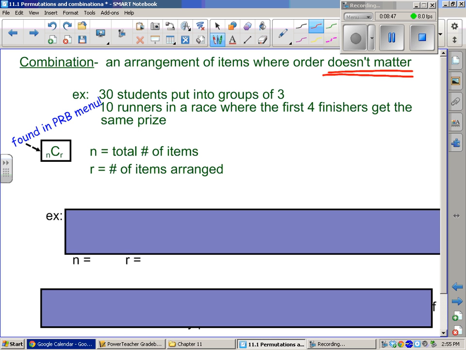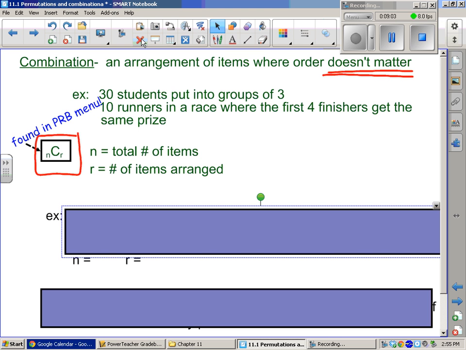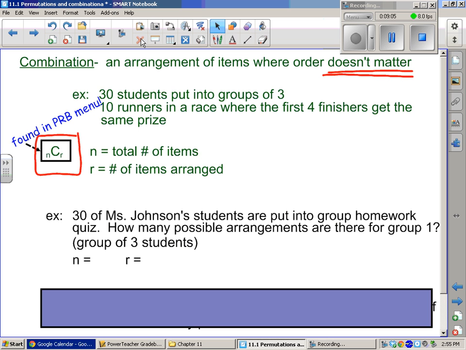I don't care if I'm first or fourth. Right, you're getting the same thing. So we have a handy dandy button for that. That is nCr. Again, find it in the probability menu. N represents the total number of items we are choosing from. R represents how many we are actually arranging, or sometimes grouping is maybe a better word to use here.